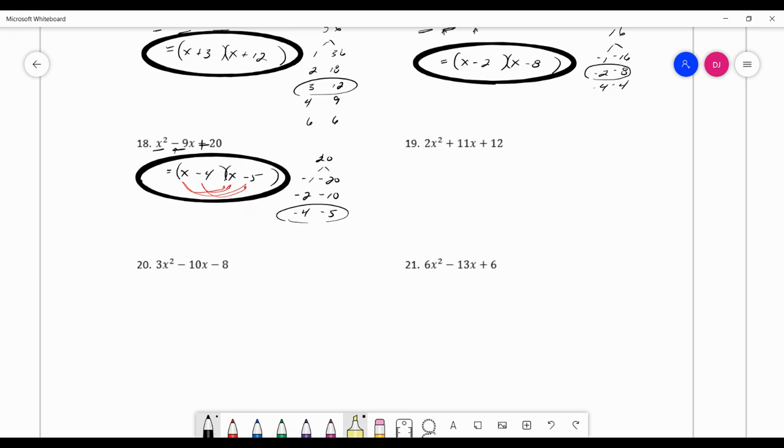Now, when we get to number 19, things change a little bit here, maybe a little bit more than a little bit, maybe a little bit significant. You'll notice that we don't have a single x squared. So in this parenthesis here, one of these is going to be an x and the other is a 2x. So that's something I'm going to want to be careful of. To get 2x squared, I'm going to multiply 1x times 2x.